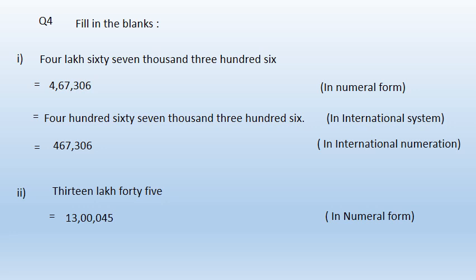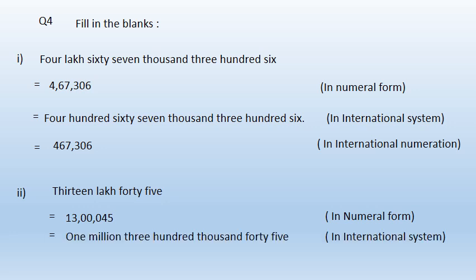Now when we want to write in international form, what are we going to do? See here, a 3-digit number here, and a 3-digit number here. That means we have 3 periods: ones period, 1000 period and this is the million period. So how are we going to write it? 1,300,045. Just write it down. And in the international numeral we are going to write it according to the international system by using commas.